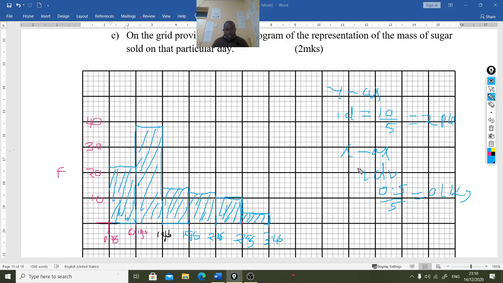You are asked to draw part D. You are asked to draw a line to show the median. So first of all, you need to calculate the median.